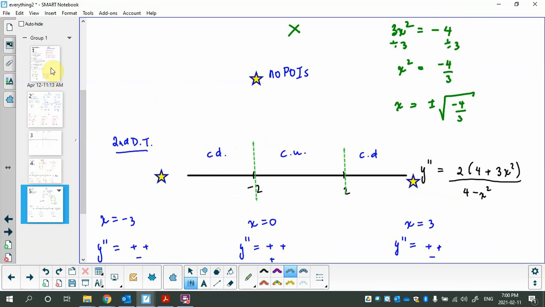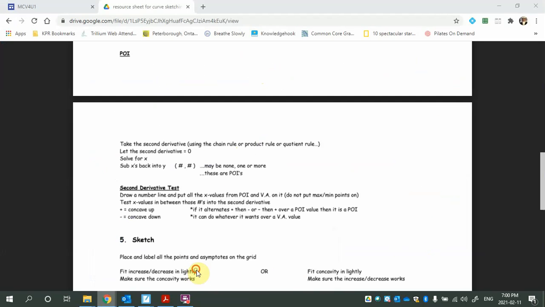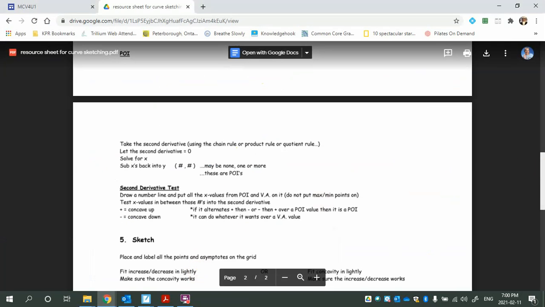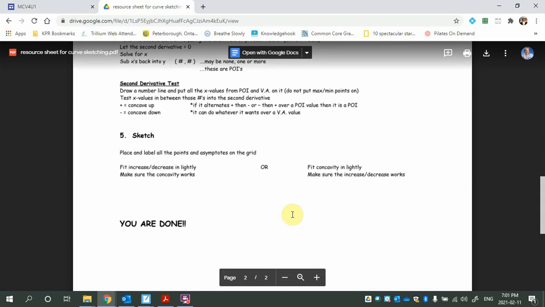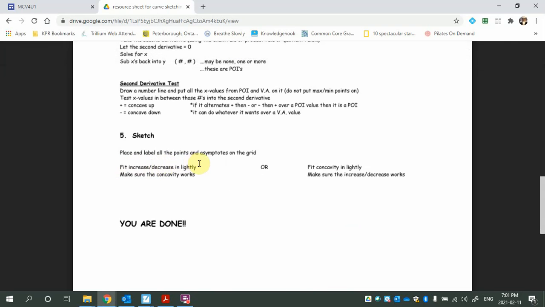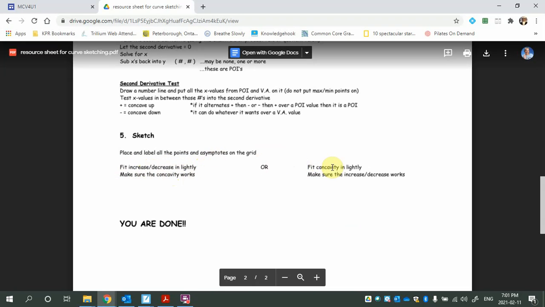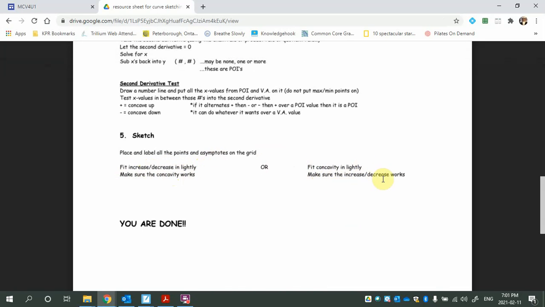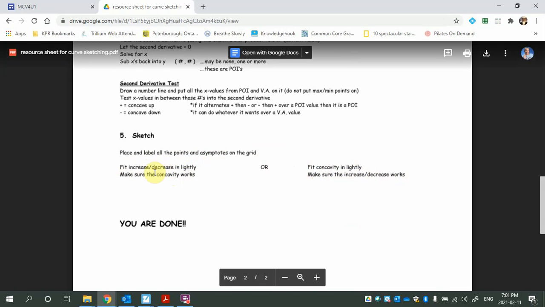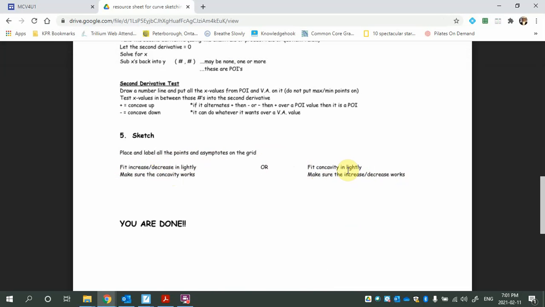So I've taken care of my intercepts, and I've taken care of the asymptotes and their tests. I don't remember if I took care of the first derivative test and the max-mins. I know I didn't do this because I just finished it. But let's take a look at this thing. It's a sketch. Place and label all the points and asymptotes on the grid. Fit increase and decrease in lightly, and then make sure the concavity works. Or you can fit the concavity in lightly and make sure the increase-decrease works. I usually do this version, unless I'm really stumped, and then I try this one. So let's see what that means as far as this picture goes.